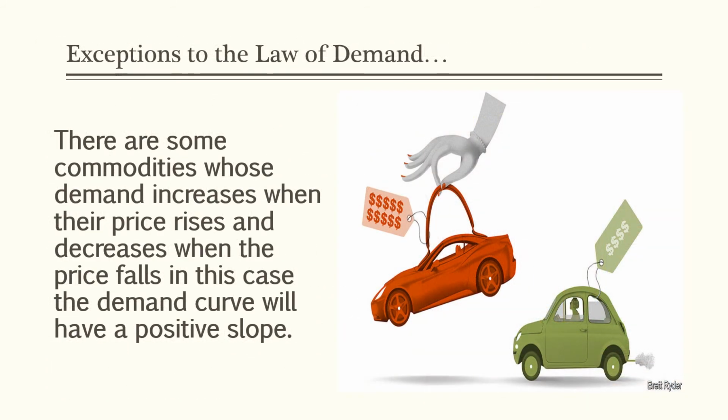Having learnt about the assumptions, or what we are to assume for the law of demand to be true, let us now go on to study some of the exceptions to the law of demand. There are some commodities whose demand increases when their price rises and decreases when the price falls. In this case, the demand curve will have a positive slope. Hello, did you realize what we have read here just now is not according to the law? It is totally contrary to the law of demand.